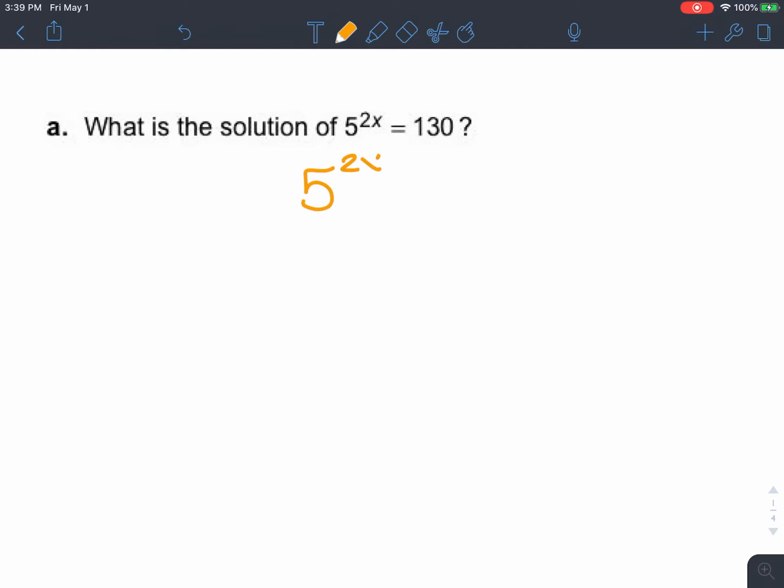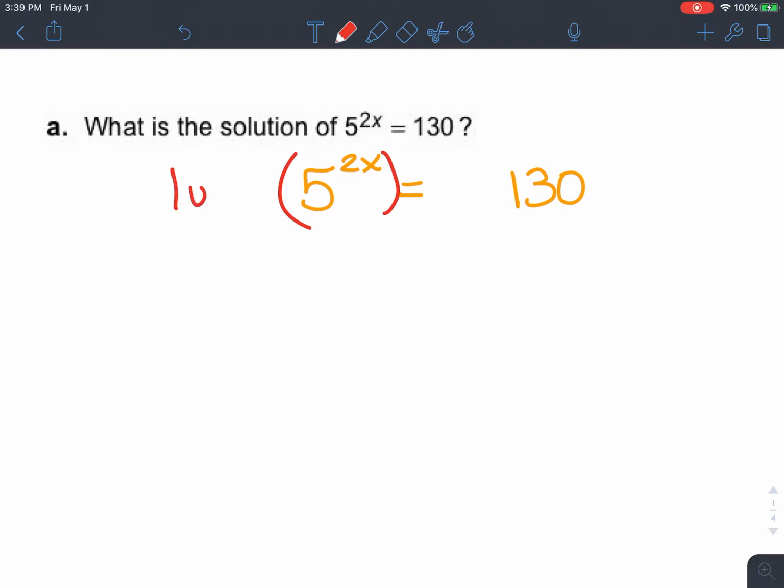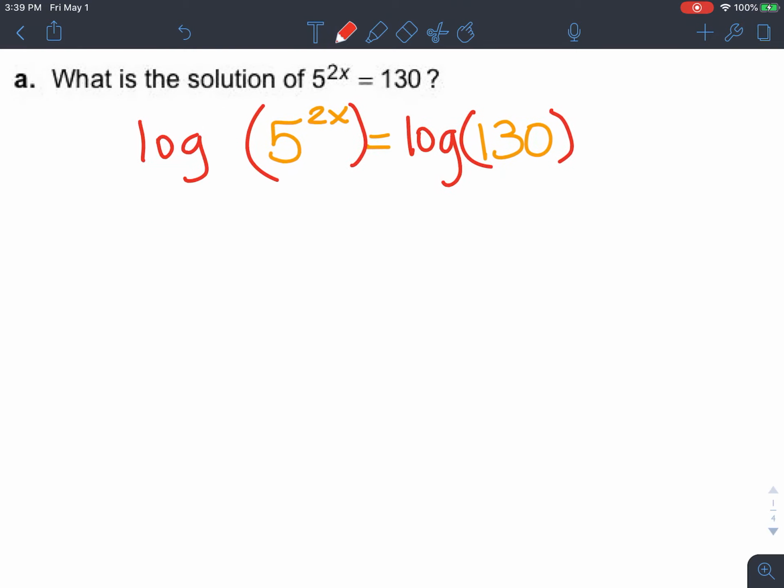Okay. We have 5 to the 2x equals 130. So I'm going to start out by taking the log of both sides. A logarithm is an operation just like any other kind of operation, so if you can do it to one side, you can do it to the other side.